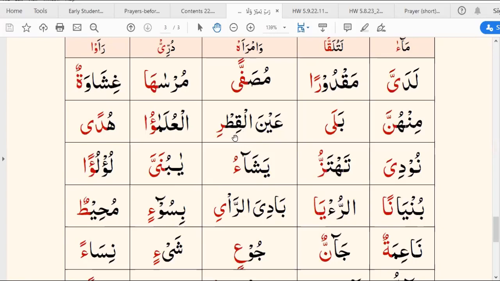Ayn. Very good trying. I like how you made this qaf sound thick. Very good. And now can you read the same word again but in waqf?